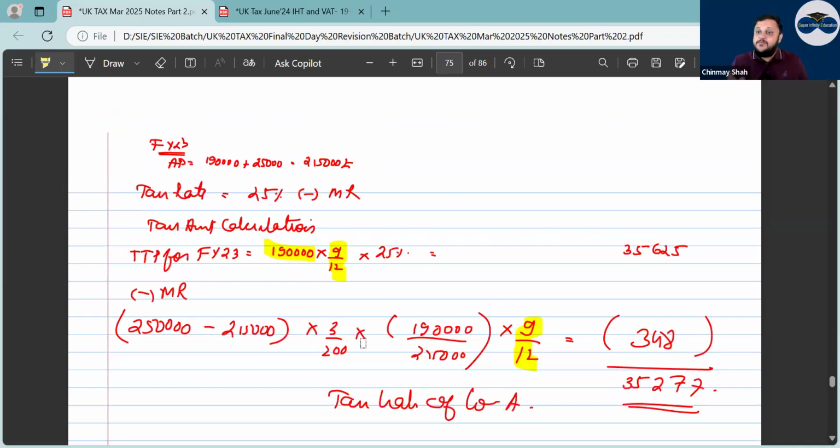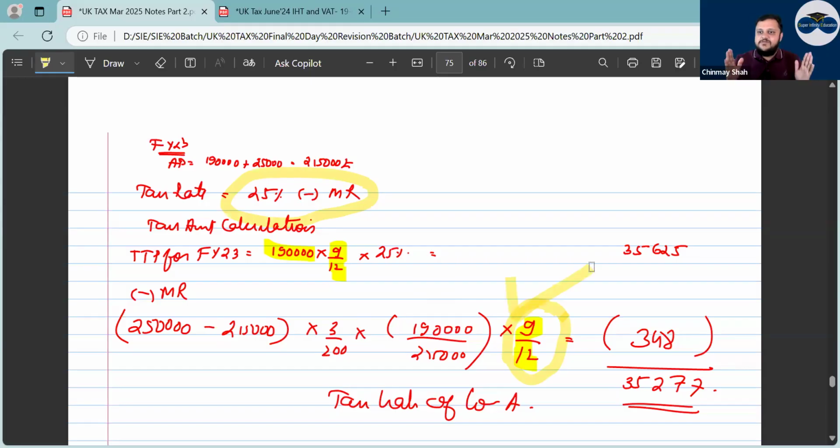First you will calculate augmented profit for the full year, 215,000. Then you will accordingly decide your TTP or your tax rate. The tax rate is 25% minus marginal relief. At the end, in the marginal relief, however many months are included in your current accounting period, 9 months, that will be included.